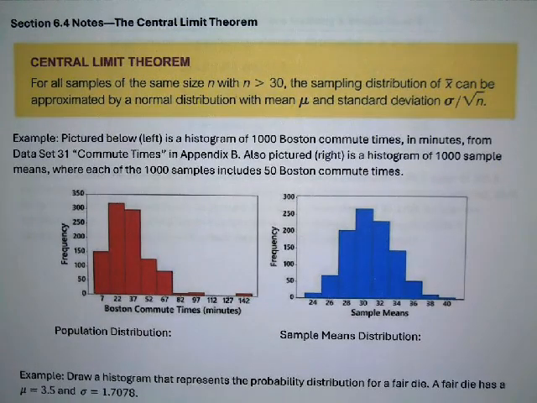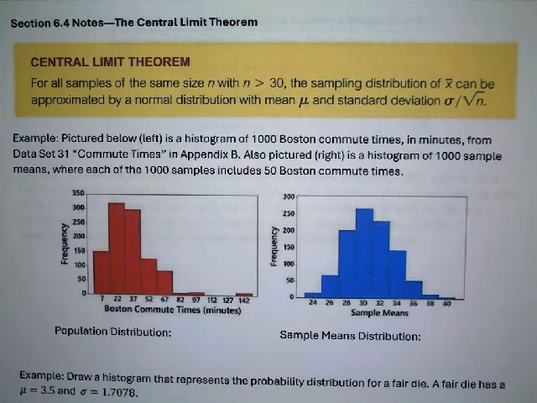This video is on section 6.4 notes, the central limit theorem. So previously, for data with a normal distribution, we converted our random variable x to z by standardizing it. This allowed us to use the standard normal distribution table.